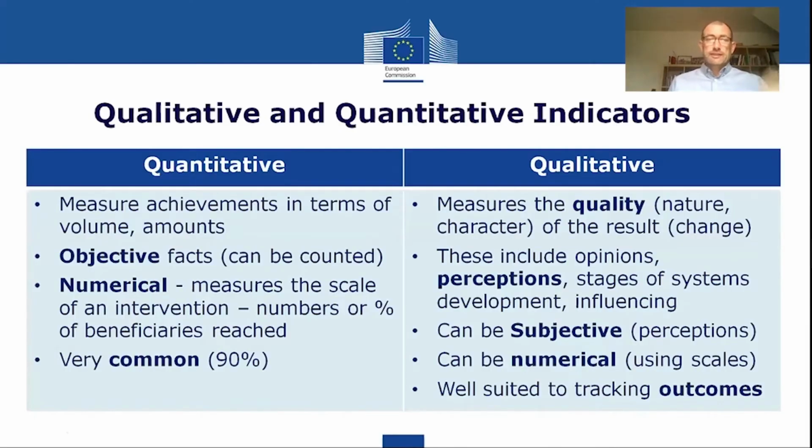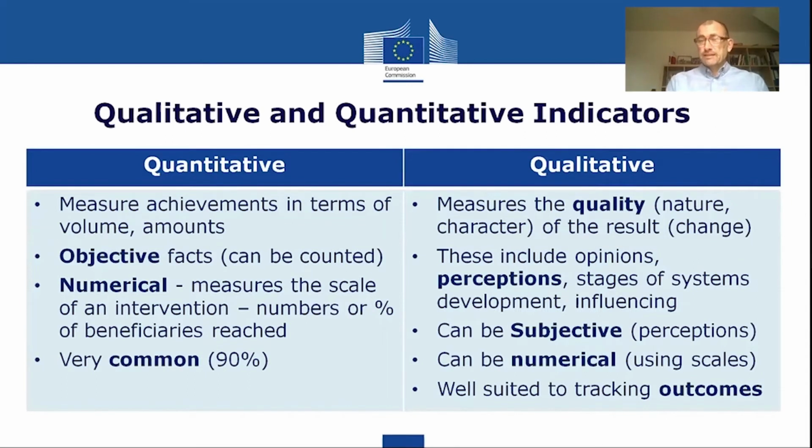Way in which we can categorize indicators are qualitative and quantitative indicators. Quantitative indicators are things you can count. These measure achievements in terms of volumes or amounts. They are objective facts they can count. They are numerical. So they're often measures on a scale, so they're typically numbers or percentages. And they're very common. In our experience, they constitute like 90% of all the indicators.